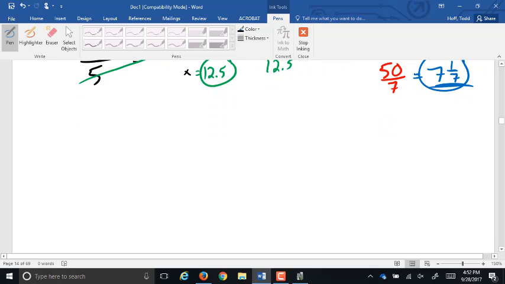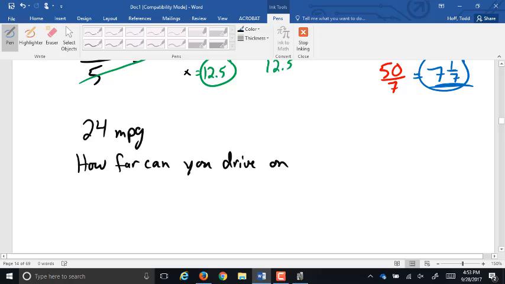So let's say that you get 24 mpg, and you want to know how far can you drive on 14 gallons of gas?